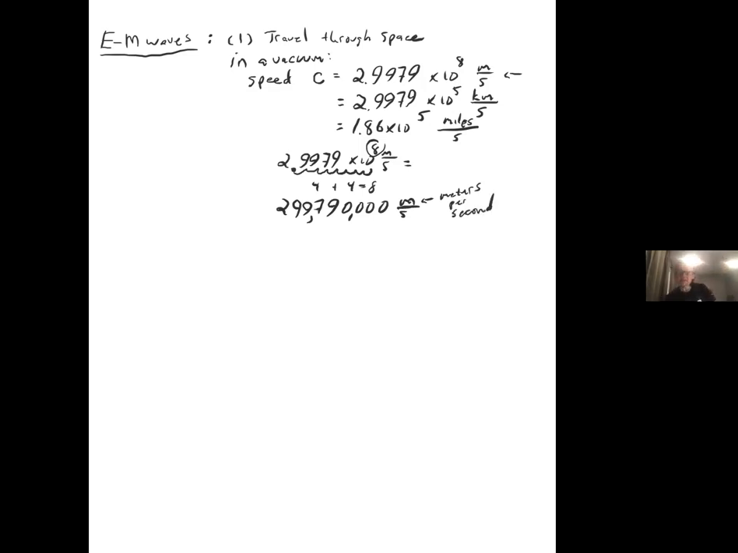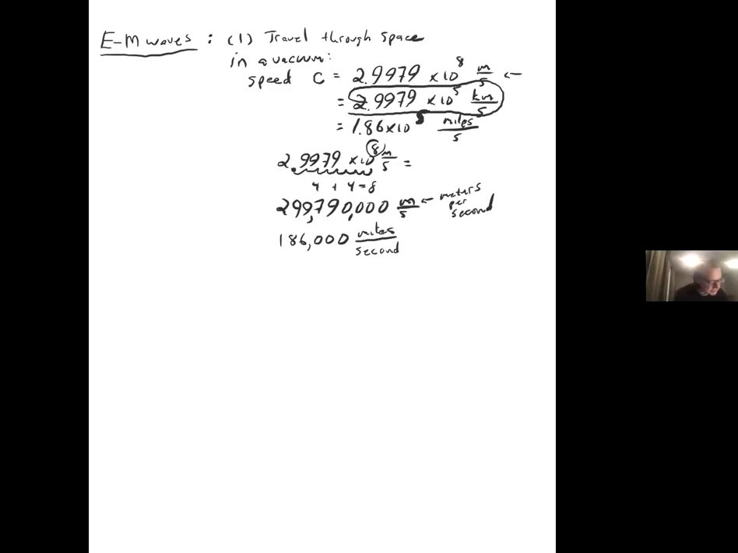Okay, that is approximately the speed of light. In kilometers per second, it's 2.9979 times 10 to the 5th. I just divided it by 1,000. So that's pretty large too. In miles per second, it's 1.86 times 10 to the 5. So that corresponds to 186,000 miles, not per hour, but every second.